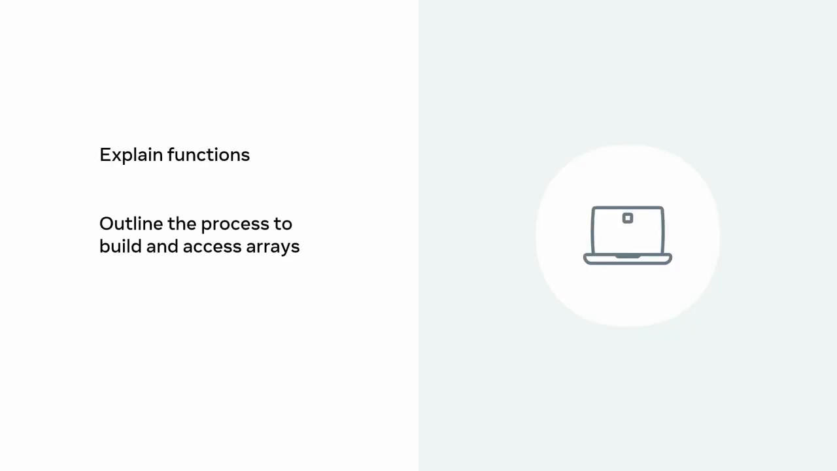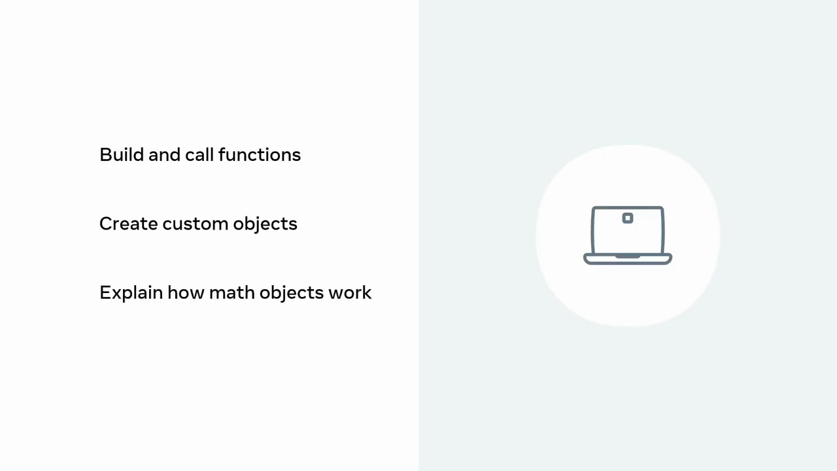During this lesson, you learned how to explain the purpose of functions and describe their benefits, outline the process for building an array and accessing its contents. And you now understand the array characteristics and concatenation operators of strings. And you can now also build and call functions, create custom objects, explain how math objects work, and interact with arrays and objects. You then moved on to the next lesson, in which you explored the concept of error prevention.